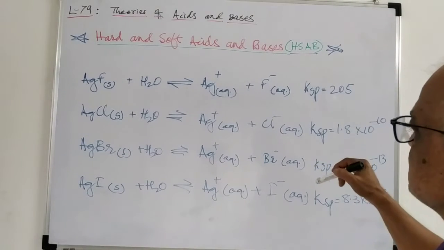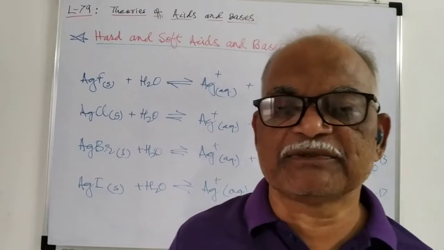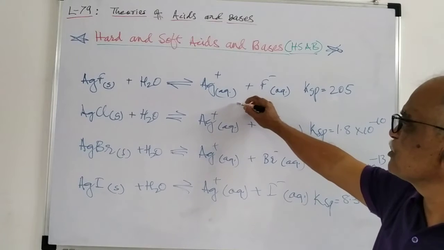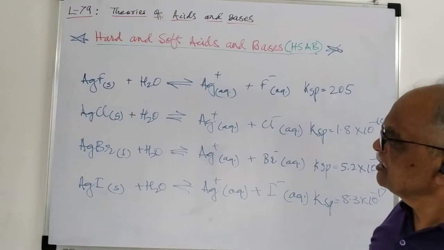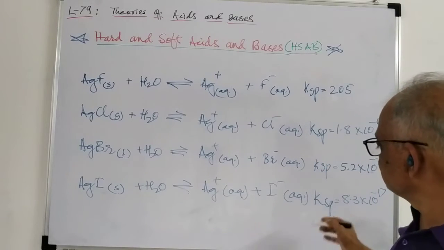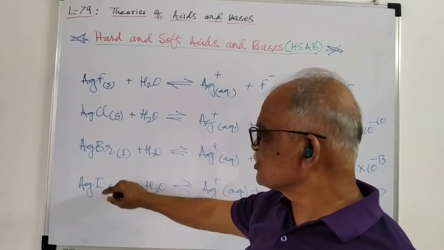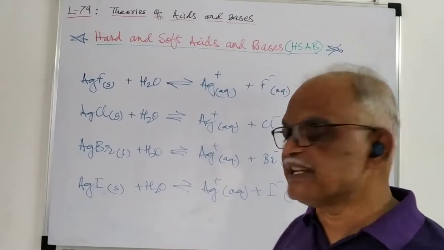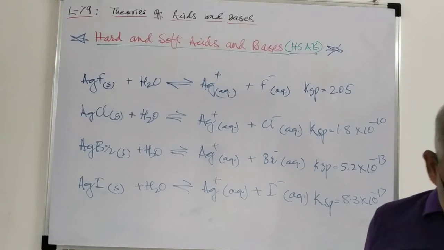This indicates that AgF when dissolved in water gets more ionized, meaning more solvated. So the degree of solvation of Ag+ and F- is maximum compared to other salts. AgCl is more solvated than the remaining AgBr and AgI. Similarly, AgBr is more solvated than AgI, and AgI is least solvated in water. So this gives us the degree of solvation.